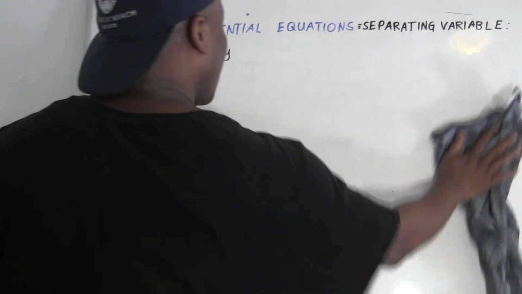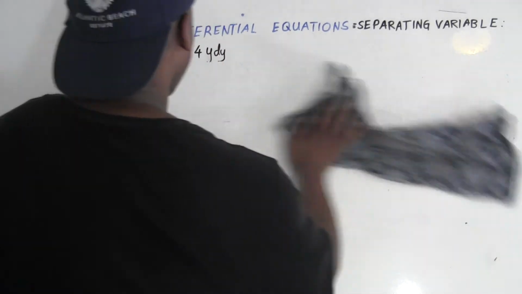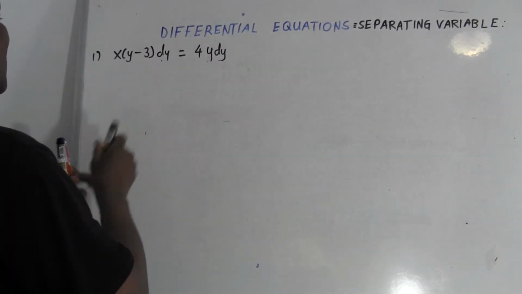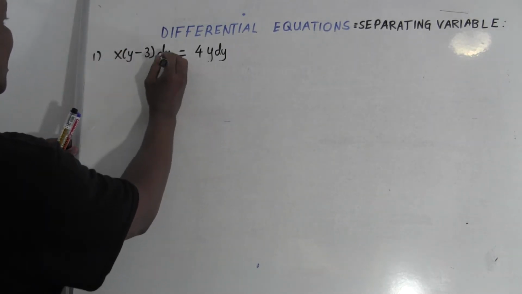So I can simply do this in 1 minute, or less than 1 minute, because you understand a lot of concepts now. So I'll just separate the variable. Separating the variable is easy. I'm going to say this is y and y must be on the y side.